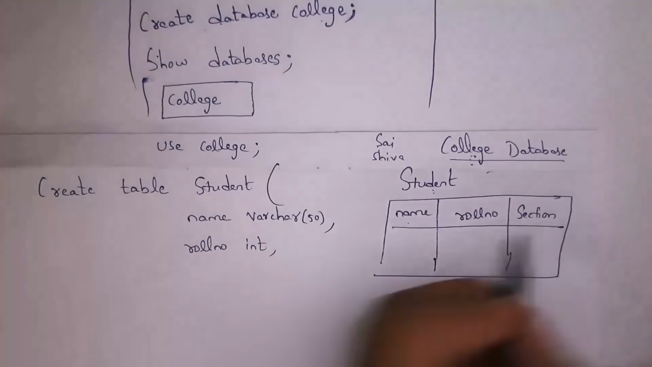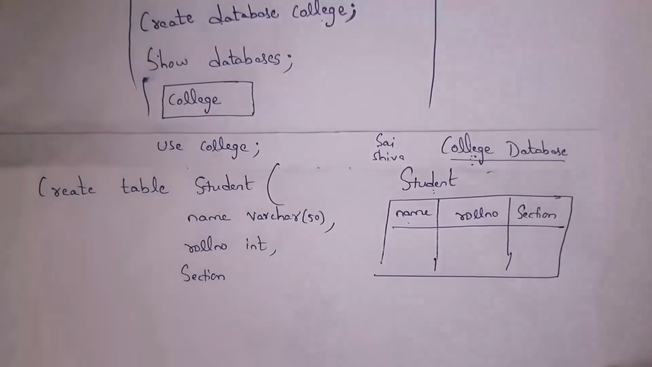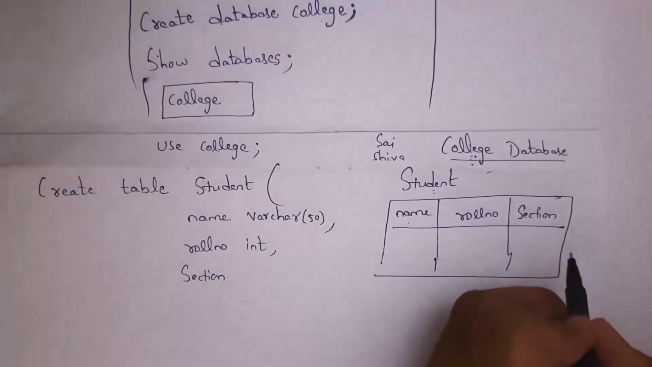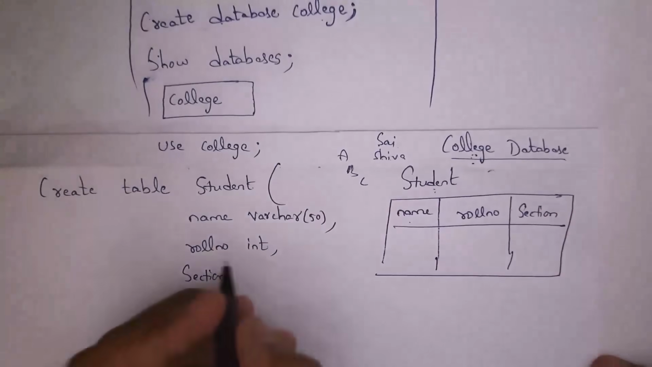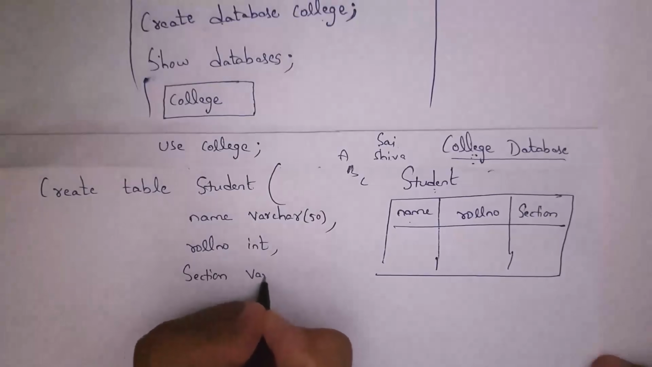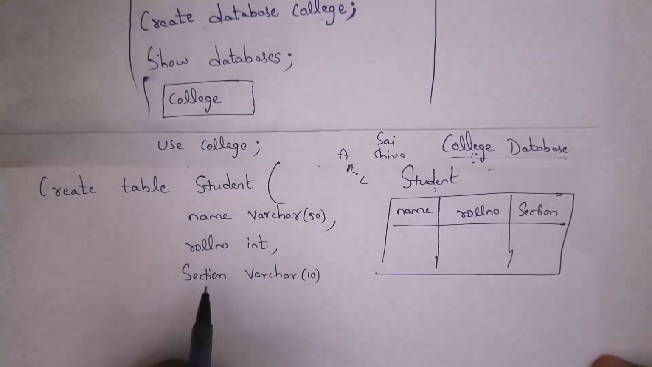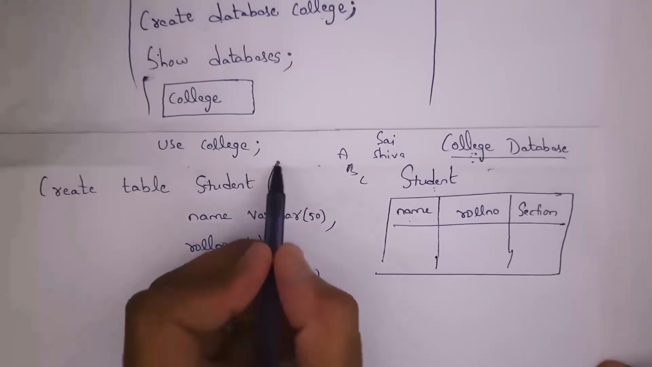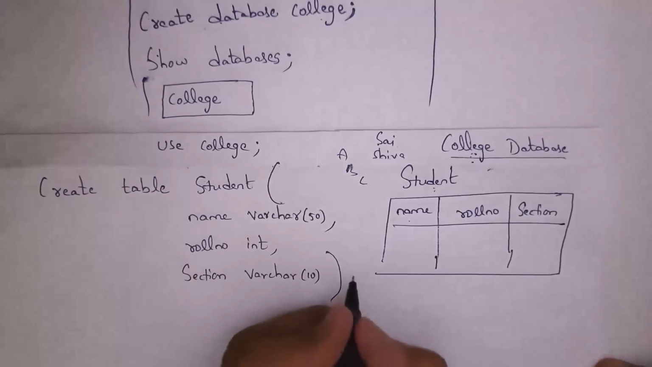Next column is section. So just write here section, and here you need to give data type. I want to give section like section A, B, C, so on. So all are single characters. So you need to give data type, that is varchar. For example, I will give here size 10. That means this section column will support up to 10 characters. We open bracket. Now we need to close this bracket and give semicolon.